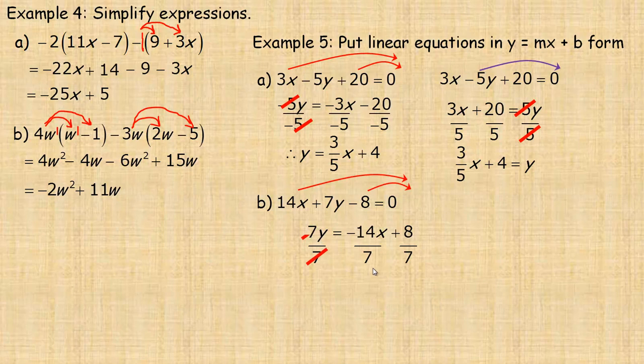So -14 divided by 7 is -2. 8 doesn't divide evenly by 7, so we would just leave it as 8/7. So that's what y equals. That's in y equals mx plus b form.